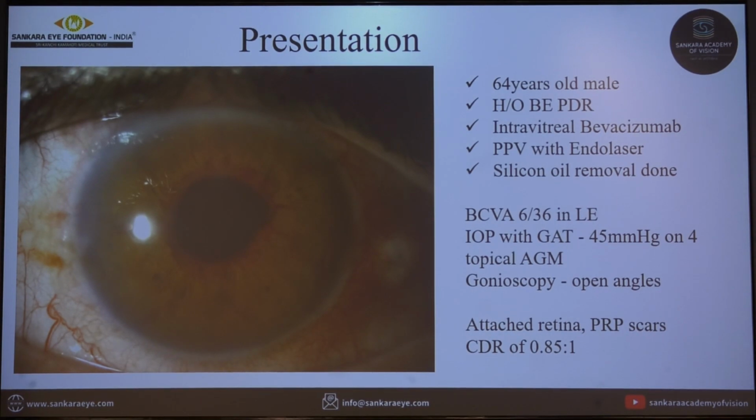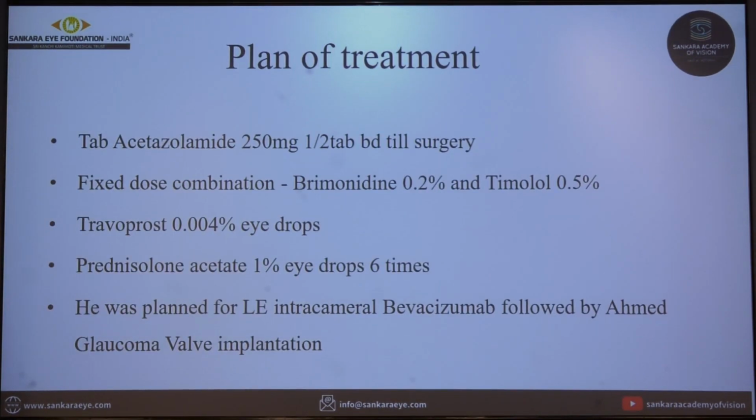The intraocular pressure with GAT was 45 millimeters of mercury on 4 topical AGMs. Gonioscopy showed open angles, and we could see the neovascularization that was present near the pupillary margin. The posterior pole showed attached retina with the laser scars and a cup disc ratio showing advanced disc damage.